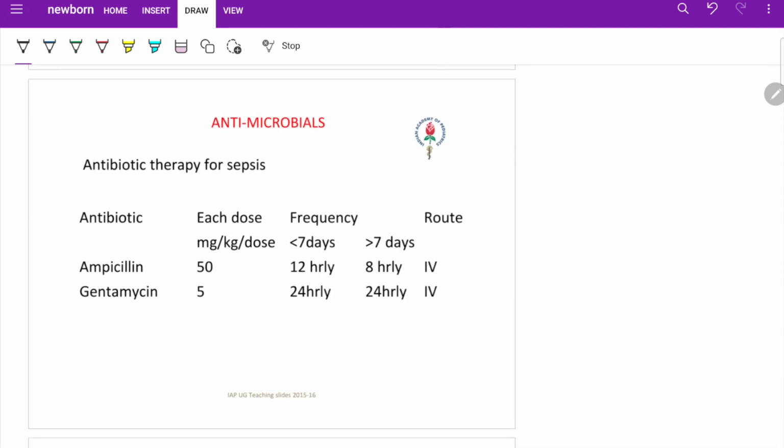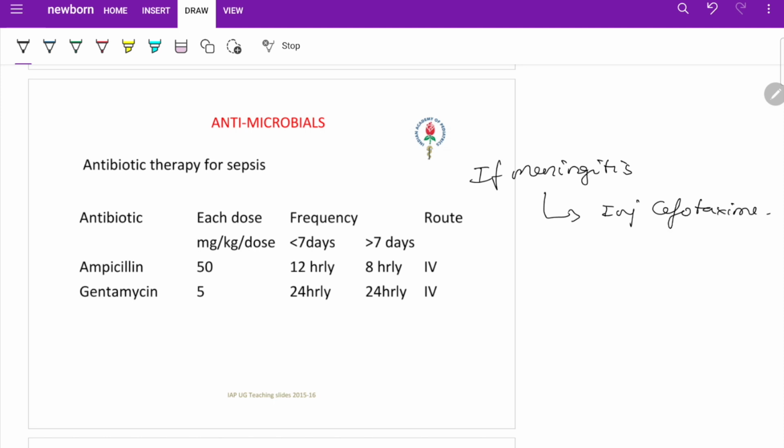So how are you going to give antibiotic therapy? Antibiotic therapy: you are going to give empirical IV antibiotics like injection ampicillin and gentamicin. Okay, and if meningitis is suspected, you are going to give cefotaxime. If you suspect meningitis, what are you going to do? You are going to give injection cefotaxime.